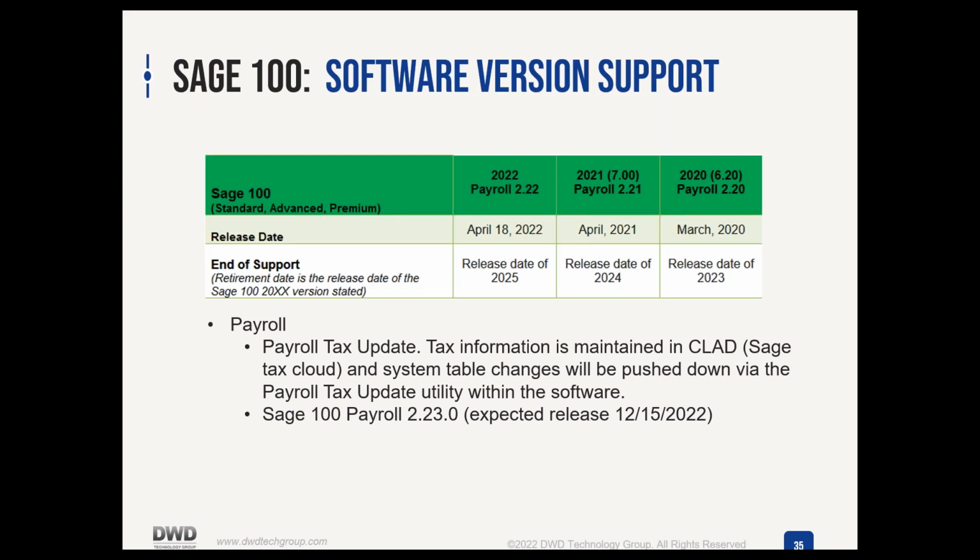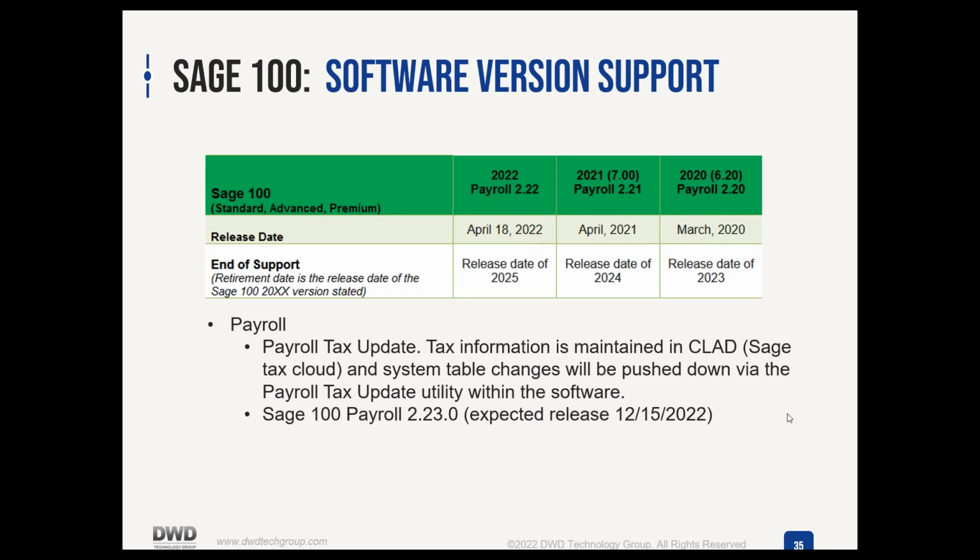As we mentioned, the different release dates and when the end of support is. Basically, a version comes out usually in the first or second quarter of the year. When that new version comes out, the version two prior to the current version becomes obsoleted. So as Sage 100 2023 comes out, 2020 will be the one that drops off as being a supported version.